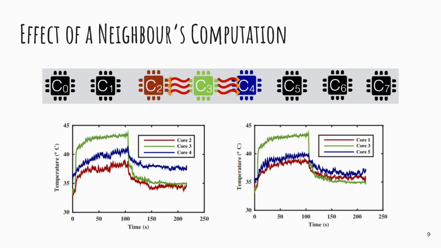In the right graph, we can see pretty much the same thing, but here we also went further to core 1 and core 5, and see that they also can leak information about the activity of core number 3.